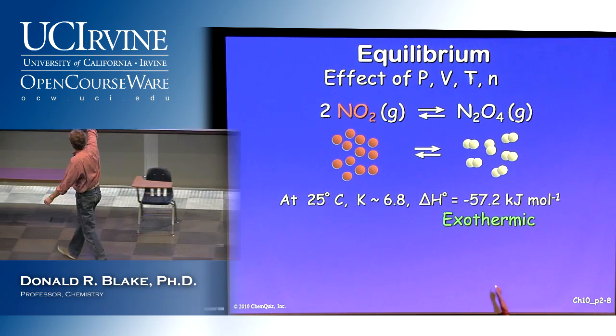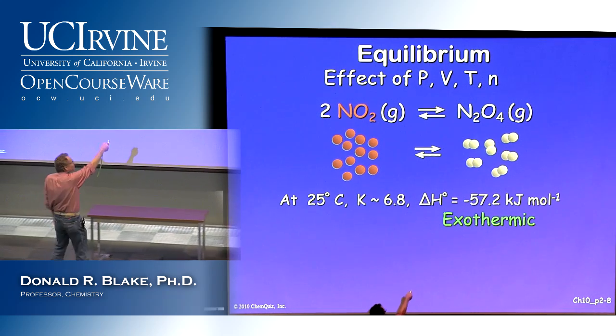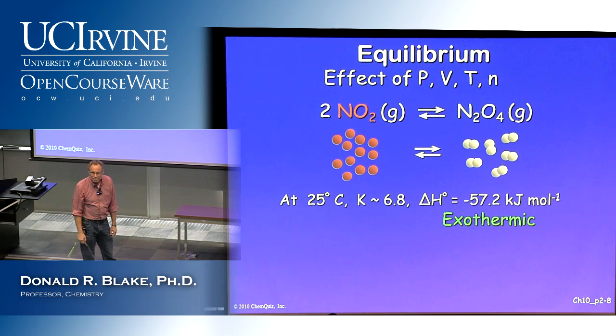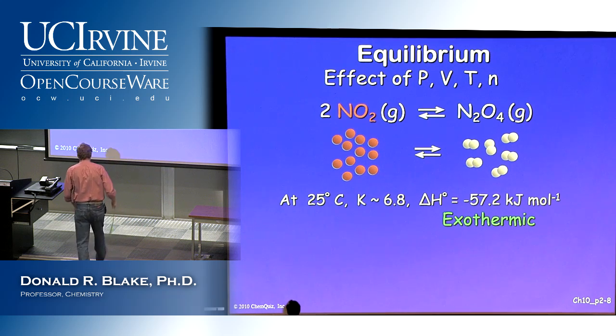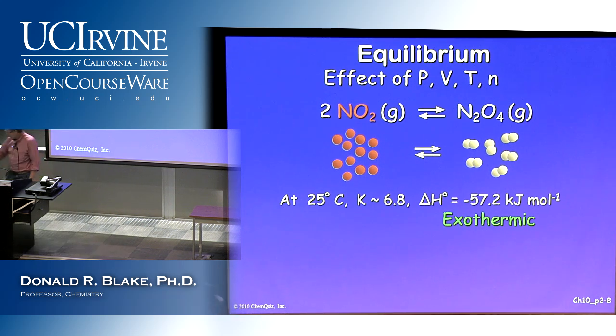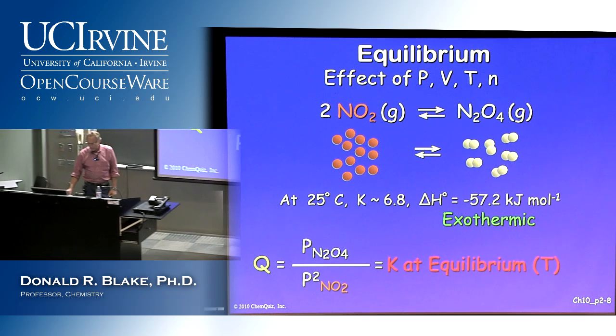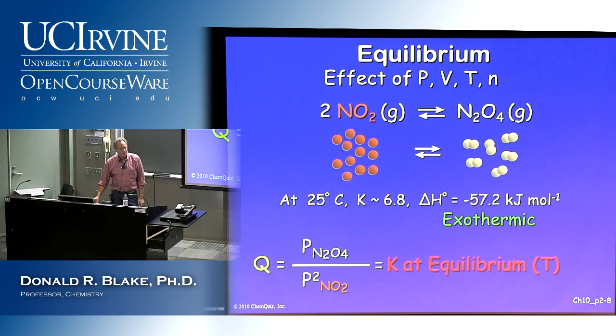So that's if we change the temperature. If I add some of this, what happens? I can add clear stuff and make it get darker. So, we know this: Q is equal to K at equilibrium. Whatever K is, at equilibrium it's equal to Q.